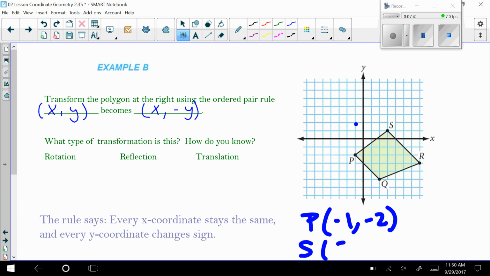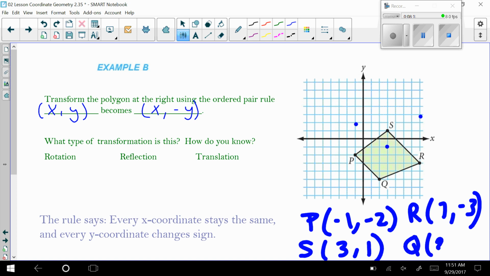S is (3, 1), and that becomes (x, -y), so it becomes (3, -1). R is (7, -3), and that becomes (7, 3). And then Q is (2, -5), and that becomes (2, 5).